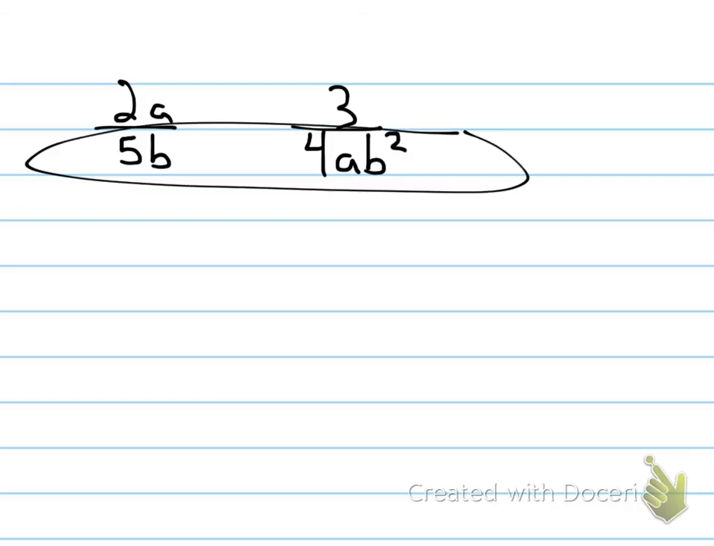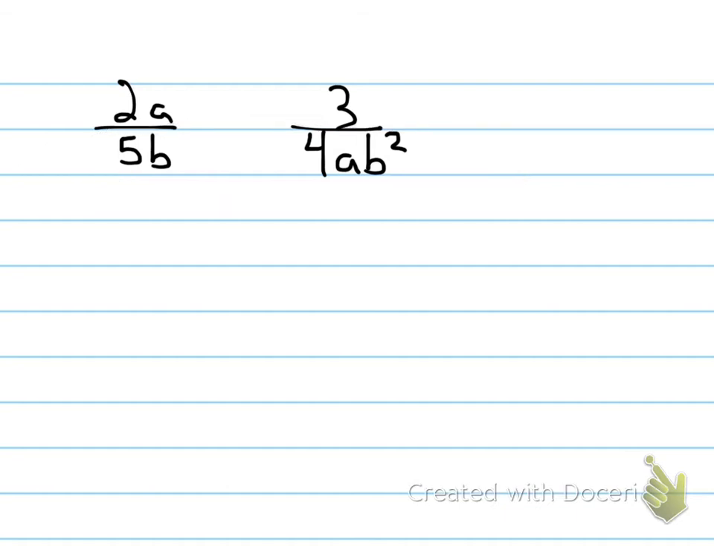All right, so I've got 2 monomials. Okay? Here's my 2 monomials. And it says to rewrite these expressions with a common denominator. Well, I've got 5b and 4ab squared. So some combination of those monomials gives me an LCD. So here's what I do.